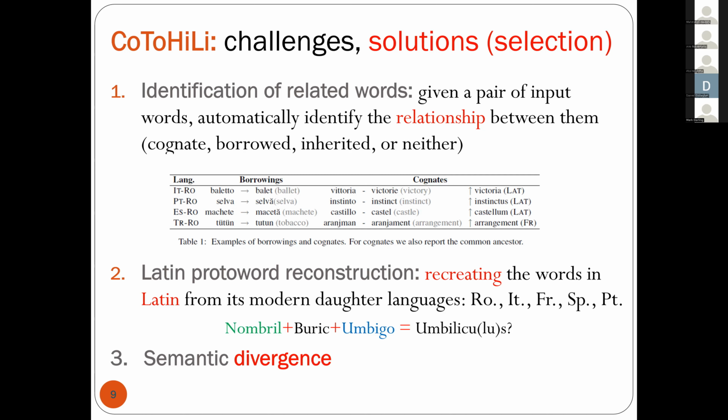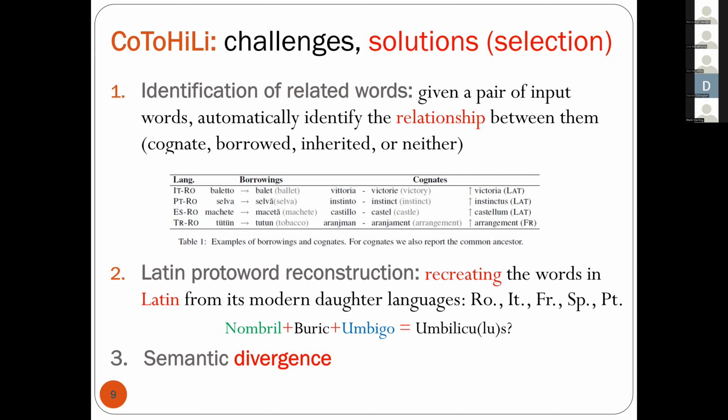Sometimes it is a very hard problem because words change their form drastically over time. For example, for umbilicus, we have nombril in French, buric in Romanian, or umbigo in Portuguese; these are completely different forms. Is it possible to obtain the Latin word umbilicus? It is not easy.